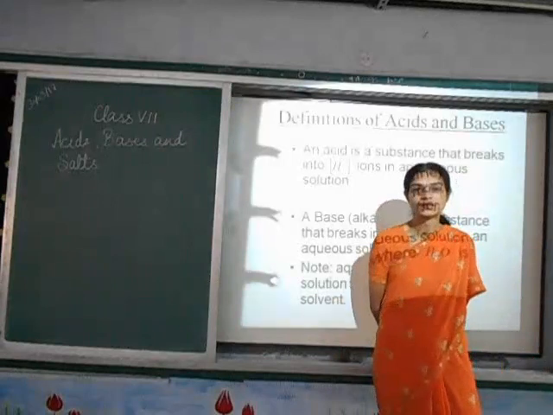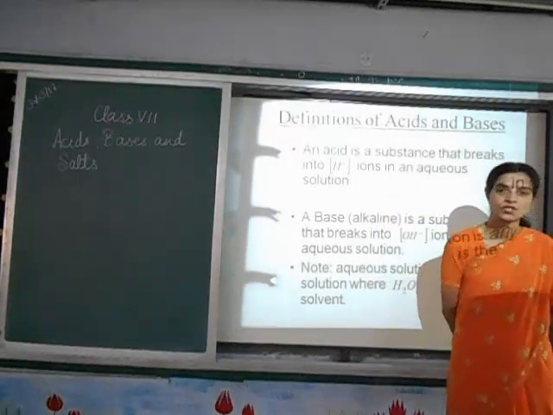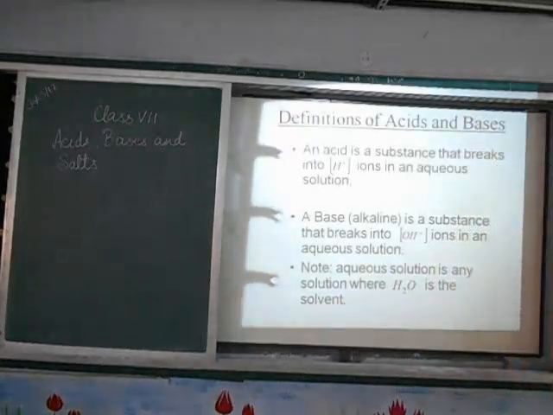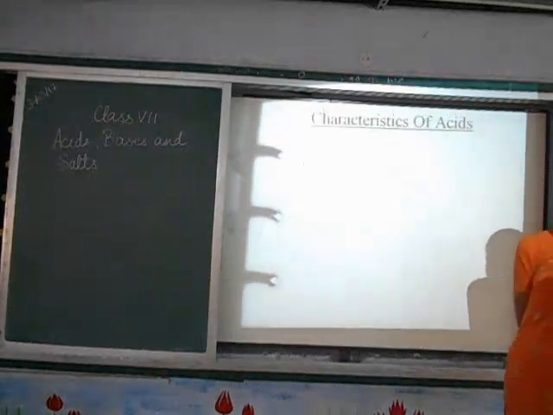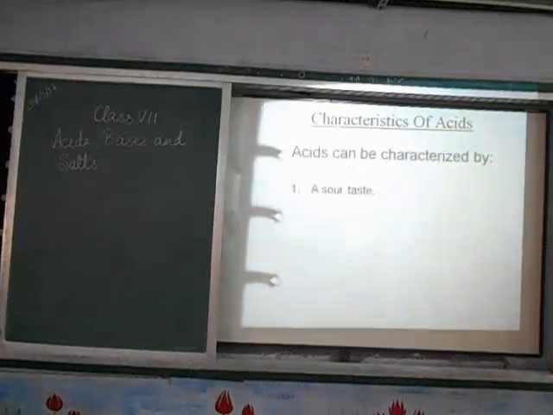Acids turn blue litmus red, bases turn red litmus blue. So these are some of the major differences between acids and bases. Now next we'll come to the characteristics of acids, a recap. Acids can be characterized by sour taste, turning blue litmus paper red.